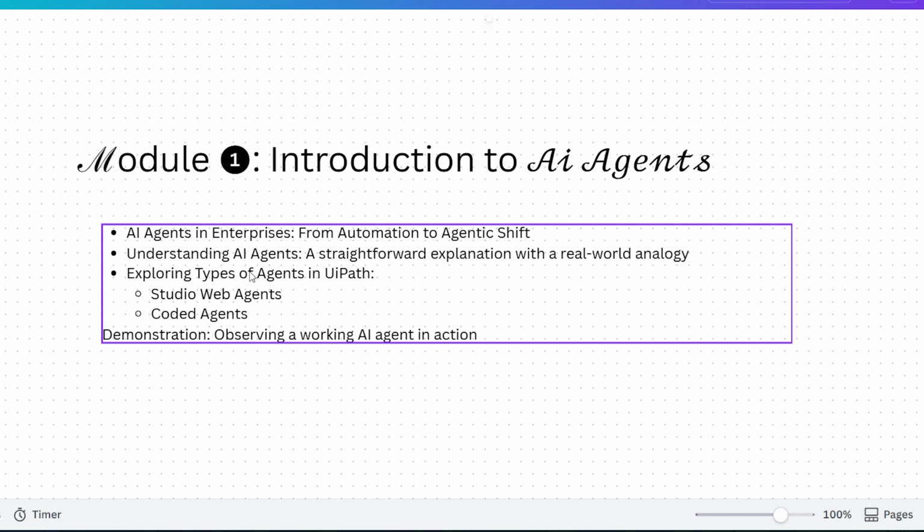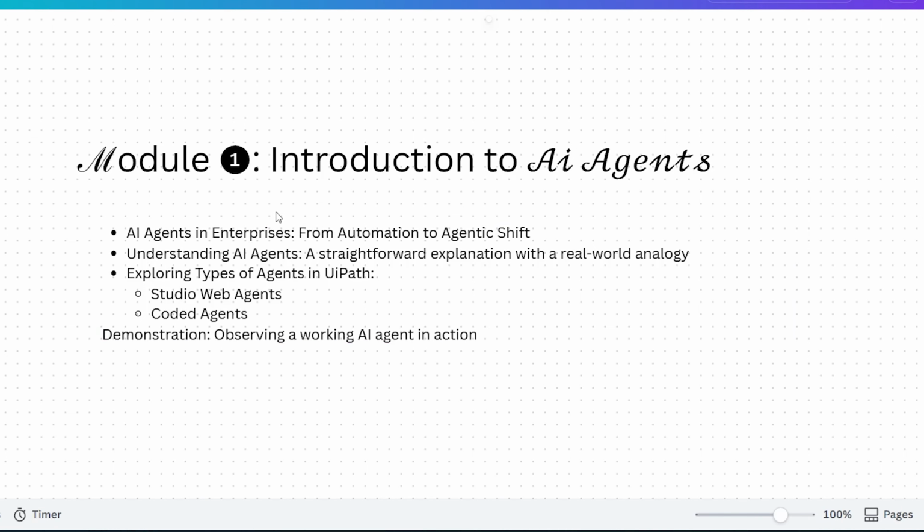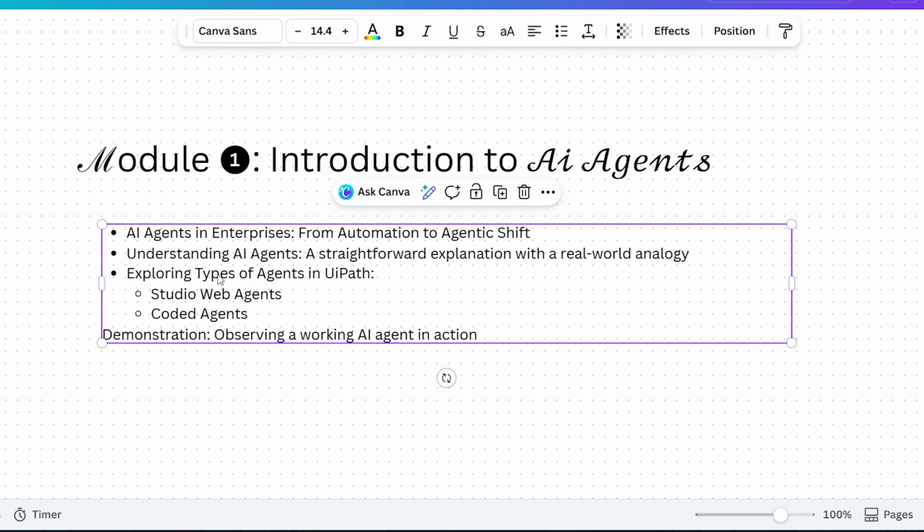Then we will move into how enterprises are evolving from basic automation where bots just follow rules to this new agentic approach where systems can think, decide, and act more intelligently. After that, we will simplify what AI agents actually are in very easy terms. I'll use a real world analogy so it's clear and relatable and not completely technical. Next, we will explore the different types of agents available in UiPath. UiPath is one of the top platforms in agentic automation currently.